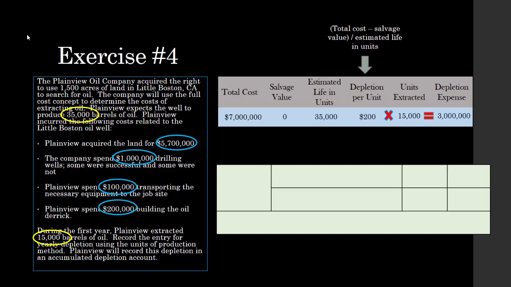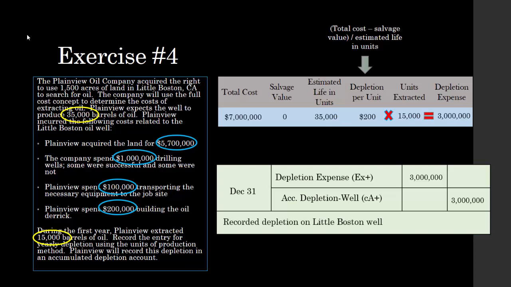So now let's record our journal entry to recognize the depletion on this asset during its first year. On December 31st, we are going to have a depletion expense of $3 million. And we're going to put it, in this case, into an accumulated depletion account for our oil well. Companies can, if they want to, just take it out of the value of the asset, so they could credit oil well right here if they wanted to. But Plainview, as it says in the bottom line, is going to record the depletion in an accumulated depreciation account. So let's credit accumulated depletion of well for $3 million. And we recorded depletion on the Little Boston well during its first year.